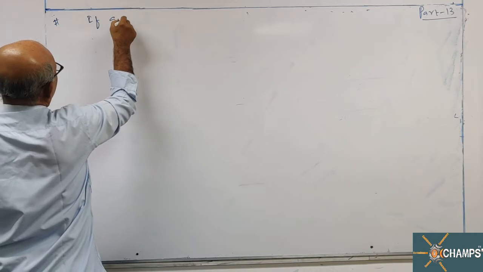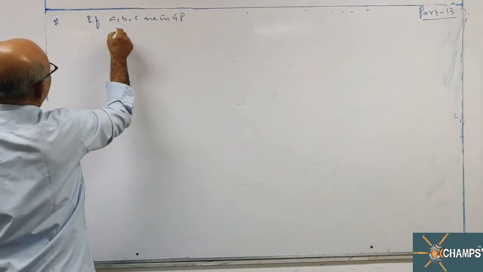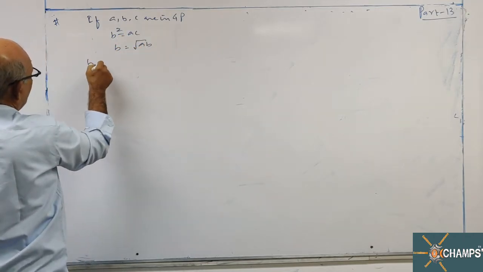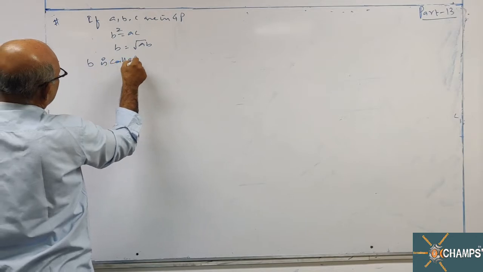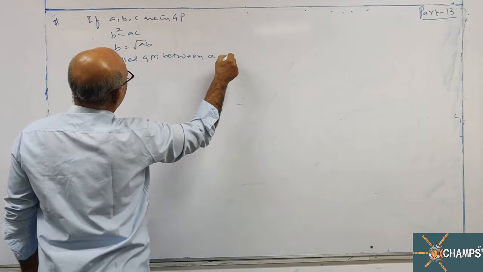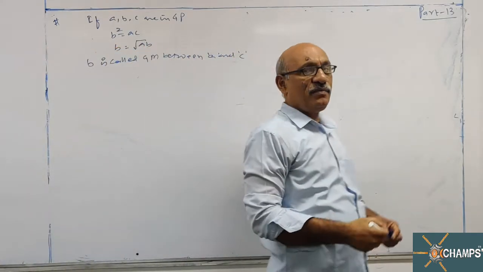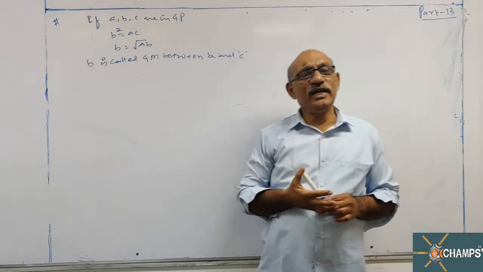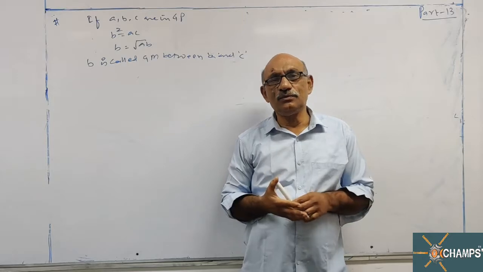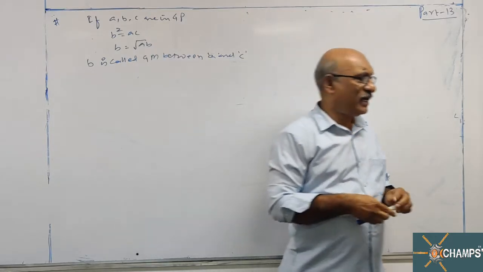If A, B, C are in geometric progression, then B square is equal to AC, B is equal to root AC. B is called geometric mean between A and C. When 3 numbers are given, the middle term is called mean of the given two. If they are in geometric progression, then middle term is called geometric mean.